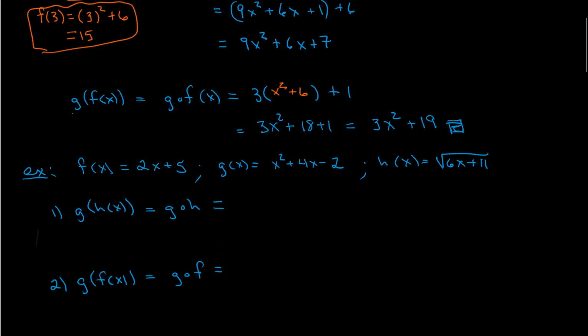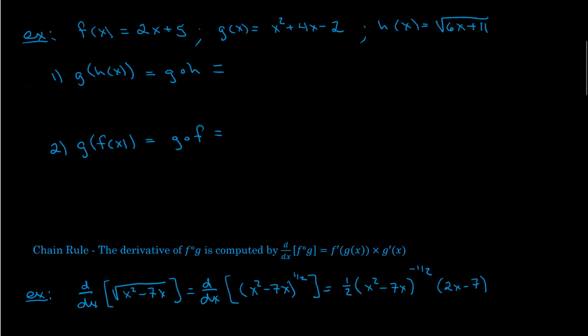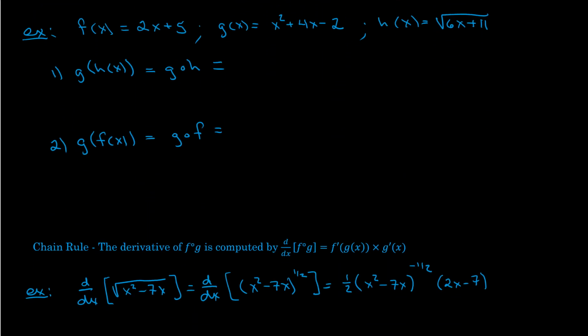Let's take a look at another example. You're given f of x equals 2x plus 5, g of x equals x squared plus 4x minus 2, and h of x equals the square root of 6x plus 11. Just to get you warmed up and give you a chance to try your hand at this, pause the video and solve the first of the two problems.